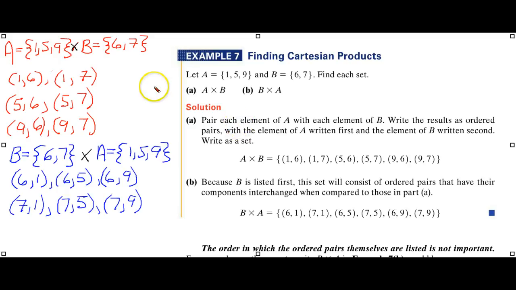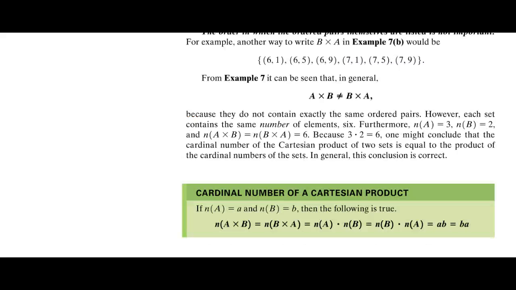And they are asking us to note that in the sets, order was not critical, but in the ordered pairs, order is critical. And we see that mentioned here, where they're saying that A crossed with B does not equal B crossed with A, because order was important.